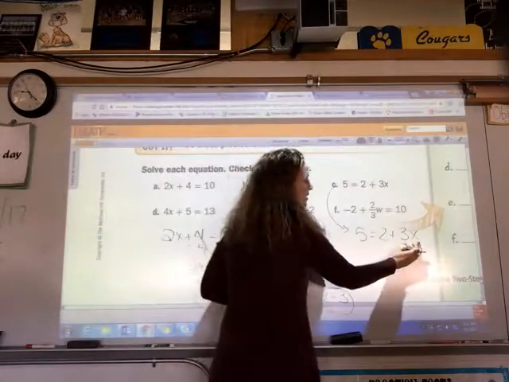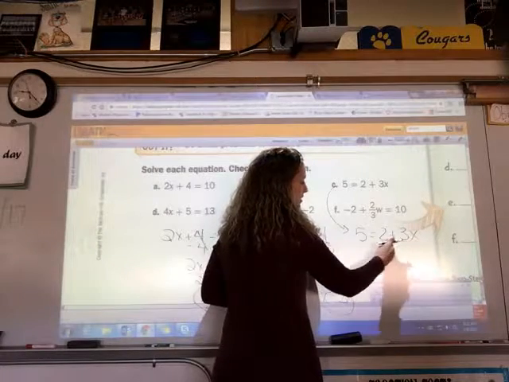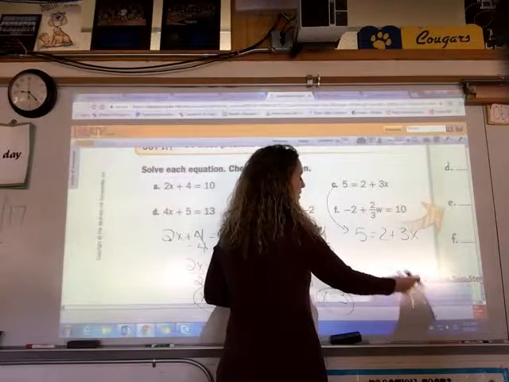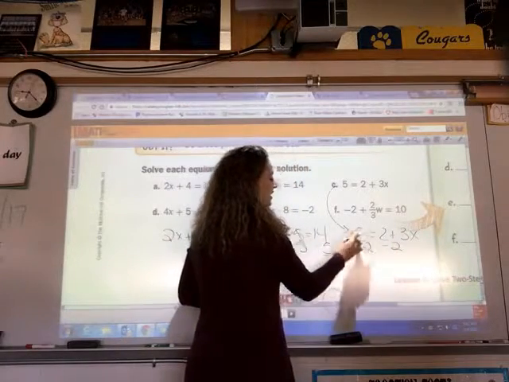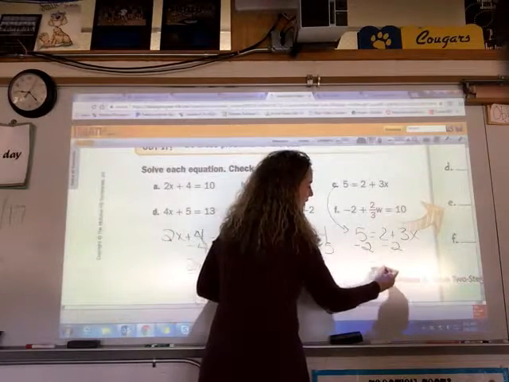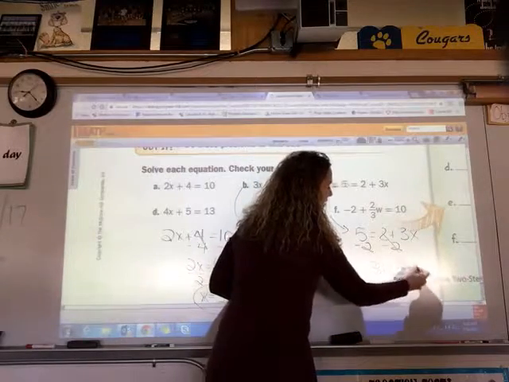So I'm going to work over here this time. I've got 3x plus 2. So what I want to do here is I'm going to take away 2. So I'm going to subtract 2 on both sides. So 5 minus 2 gives me 3 equals 3x.